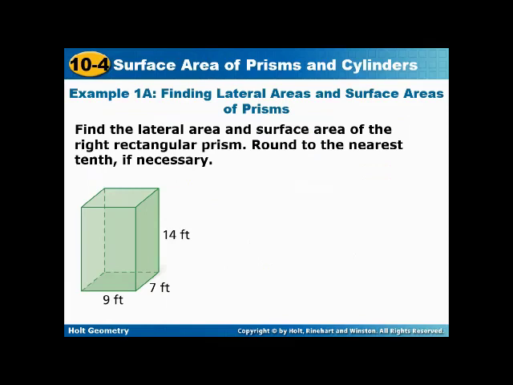The first example is to find the lateral area and the surface area for this rectangular prism. The length is 9, the width is 7, the height is 14.